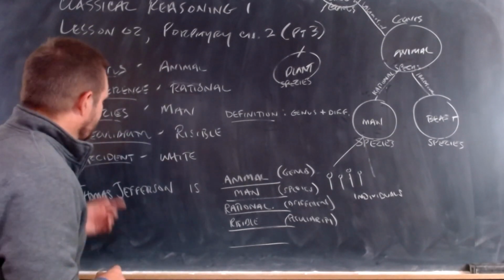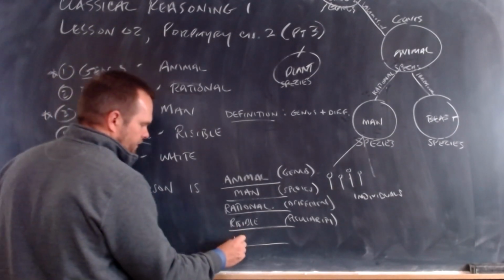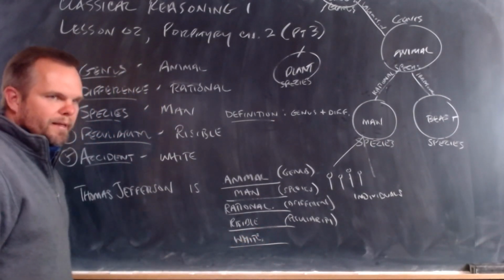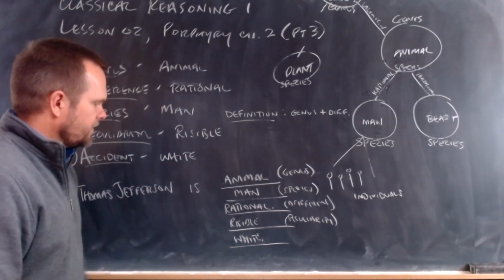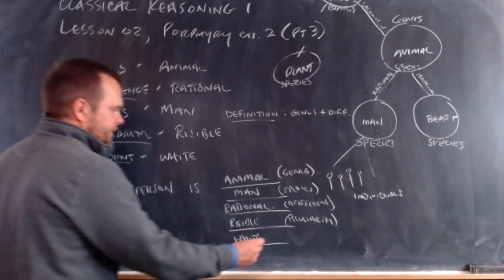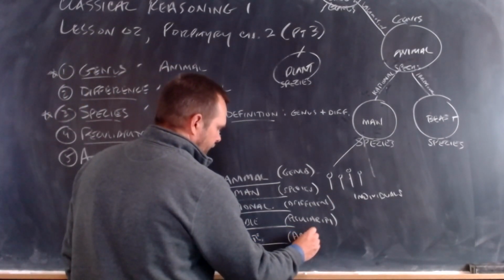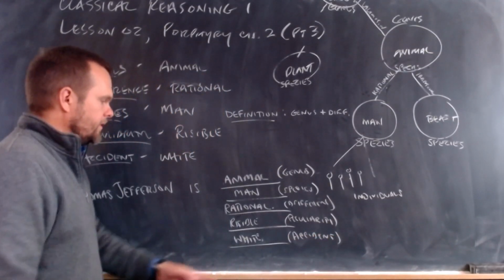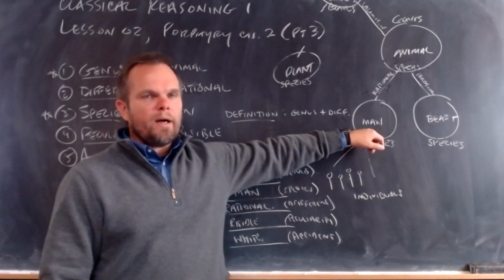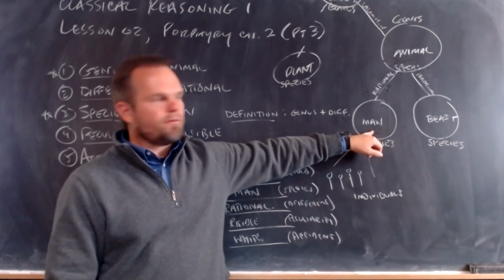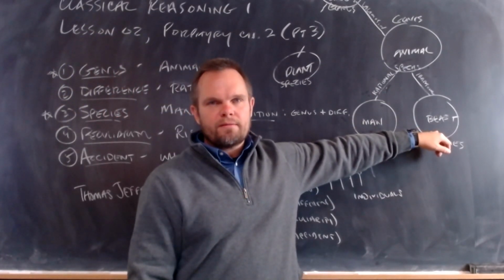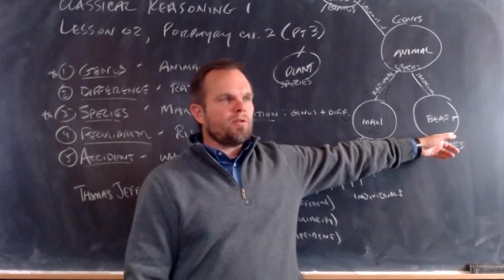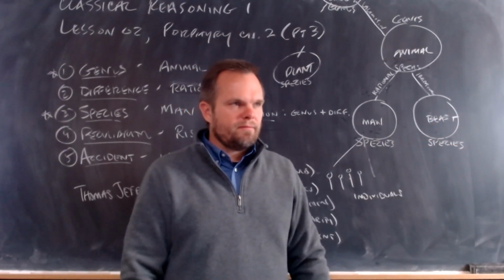And then lastly, accident is easy to understand. We could say Thomas Jefferson is white, and that's true. He's a white man. Thomas Jefferson is white, and this is an accident. An accident can be true of many things. Because think about it. Can a man be white? Yes, right? Can a beast be white? Yes. So an accident is an attribute that can actually be true of both species. You see that?